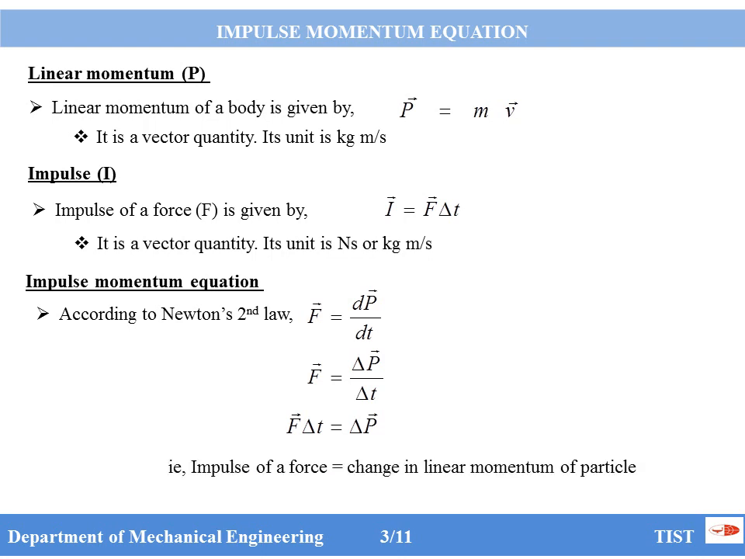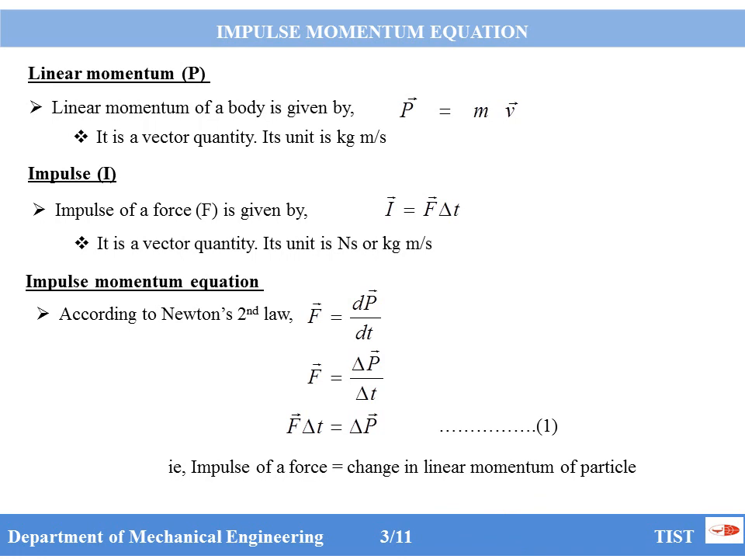So the impulse momentum equation is: impulse of a force, which is F into delta T, equal to change in linear momentum of a particle, or impulse of a force on a particle is change in linear momentum of a particle or a body, both are same. See, on the LHS we had impulse, and on the right side we had change in momentum. Change in momentum has the unit kilogram meter per second. That's why the impulse has the same unit as the momentum.